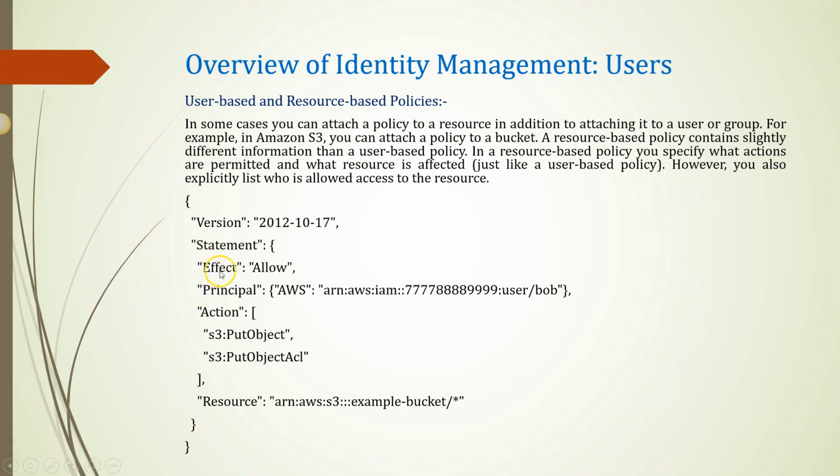So here you can see that we have an effect, that is allow, and a principal, which is the ARN of the user, Bob. And we have actions like put object and put object ACL. For the resource, that is the S3 bucket ARN.